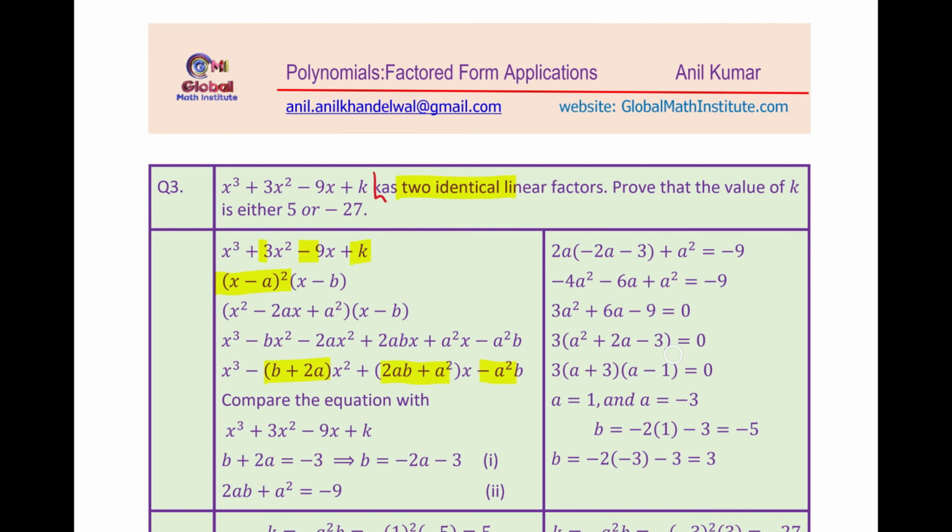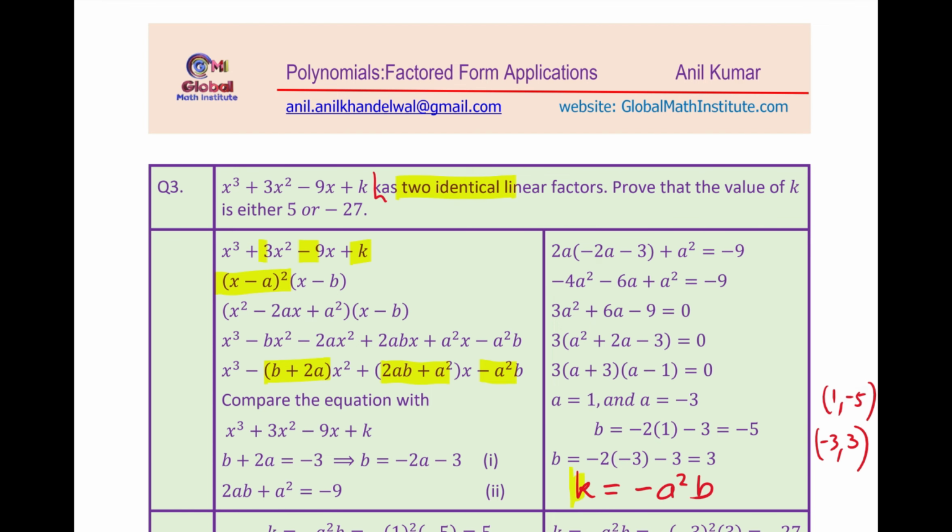Elimination helps us to find the value of a and get the value of a as 1 or minus 3. If a is 1, b is minus 5, and if a is equal to minus 3, then b is 3. And for these two values, we know the value of k is basically equal to what? The k is the constant term, which in our case was equal to minus a square b. So we substituted the values of a and b. So if a is 1, then b is minus 5. And the other set is when a is minus 3, then b is 3.